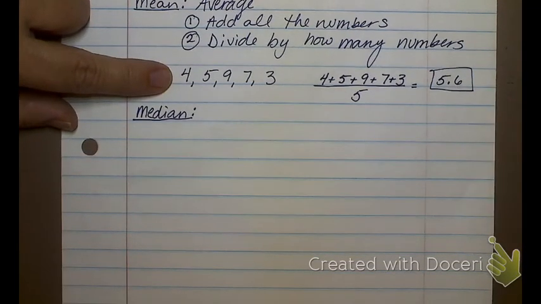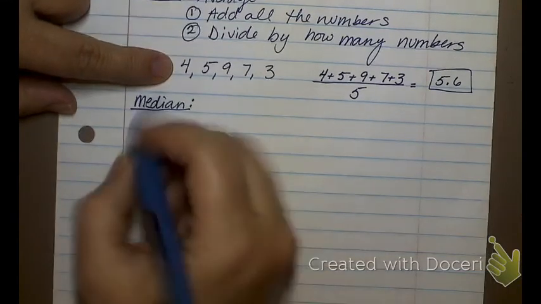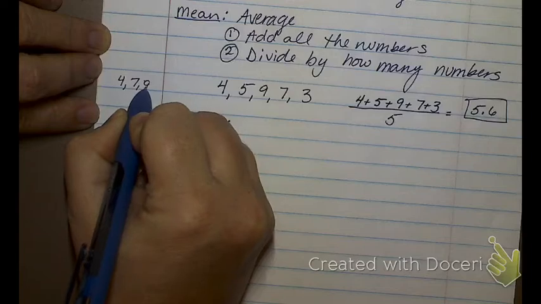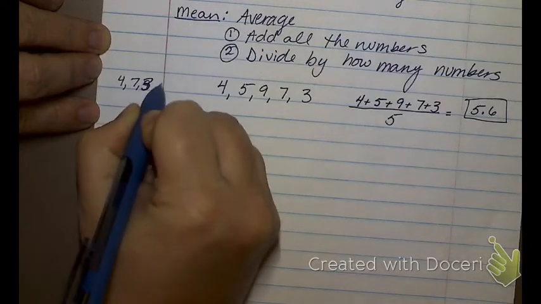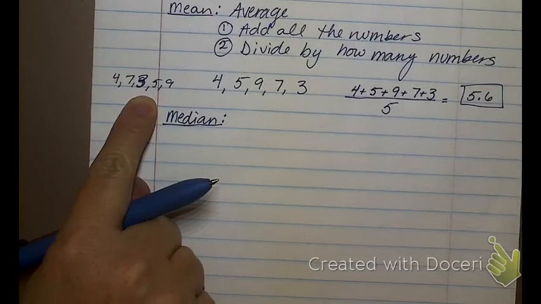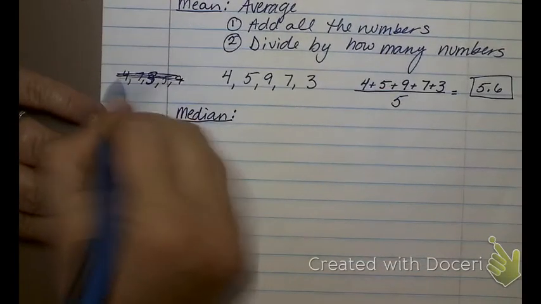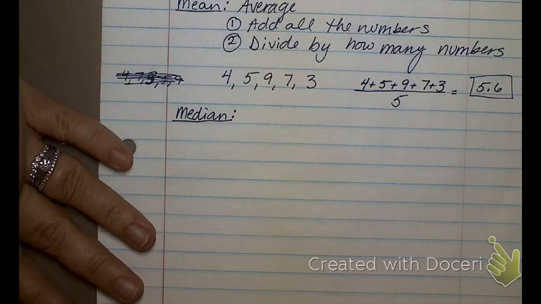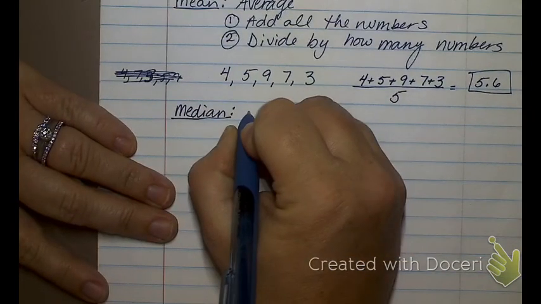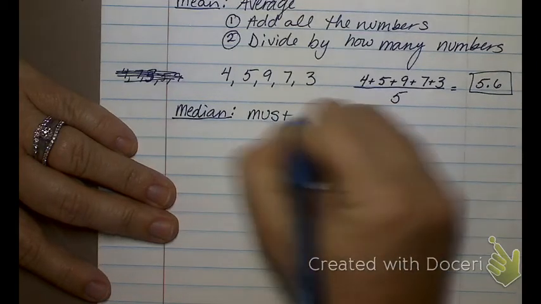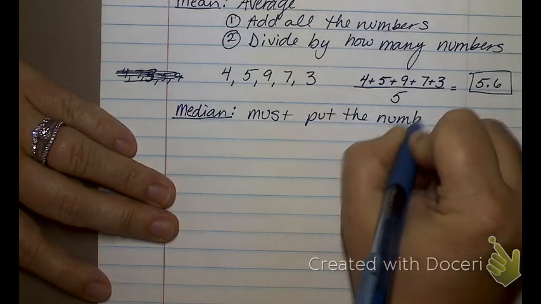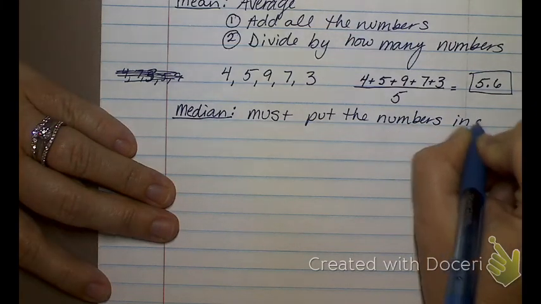But what if I wrote the numbers in a different order? What if I wrote the numbers like 4, 7, 9, nope, 3, 5, 9. That's the same data set, but this one it's 3 in the middle, isn't it? So how do we make sure that we get the actual median and that it's not just dependent on what order I write the numbers in? Put it in order from least to greatest. Yep. Must put the numbers in order.